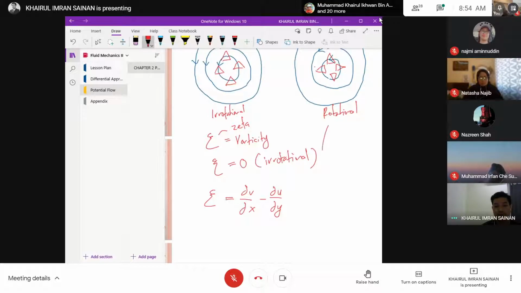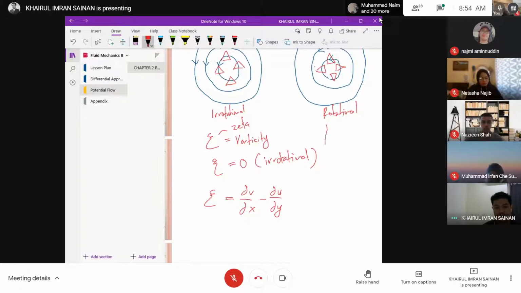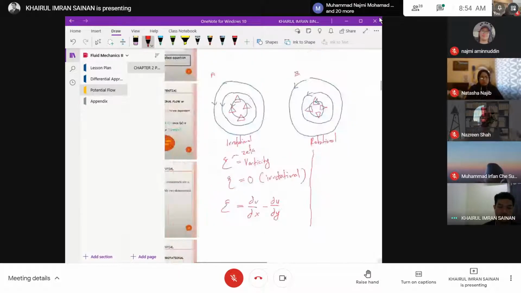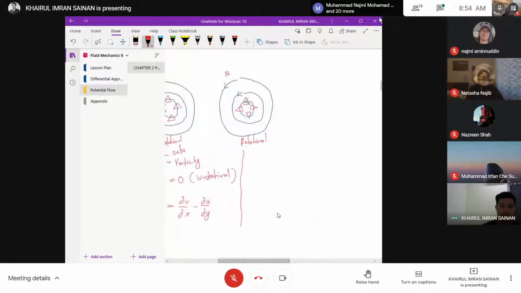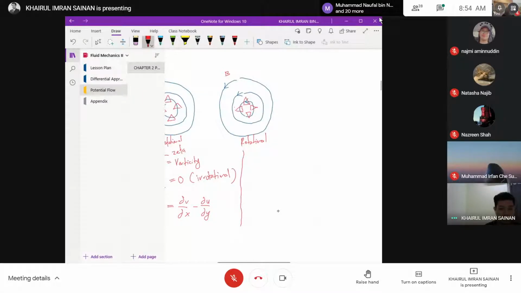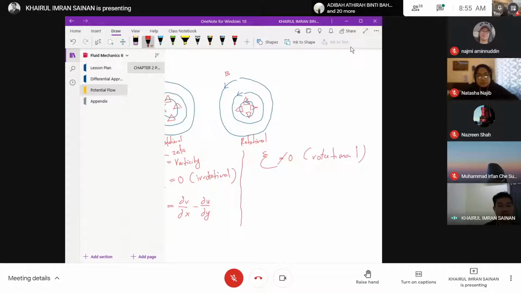So now we go to another term. This is when zeta makin teruk jadinya. Okay, zeta is not equal to 0. Okay, when you have zeta not equal to 0, the flow is rotational. Okay, this is rotational. So we have another name for this.